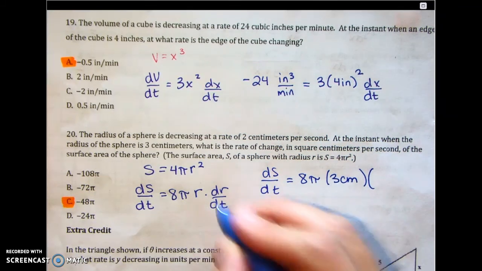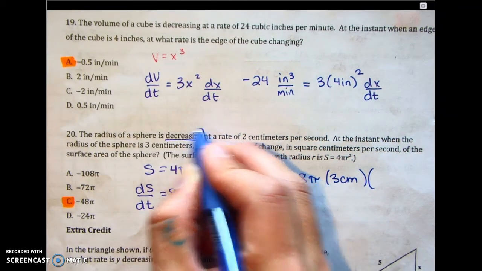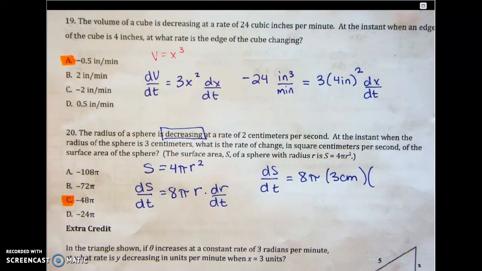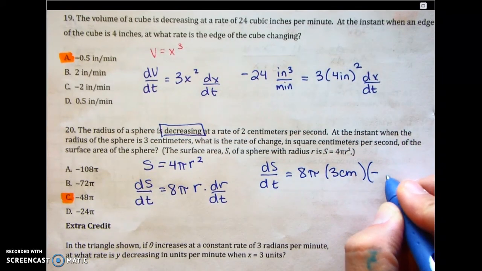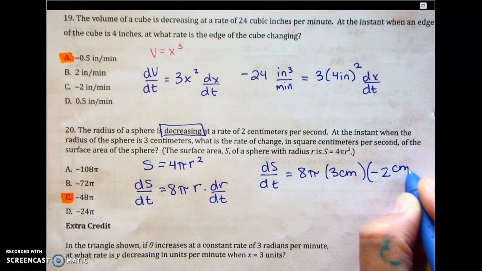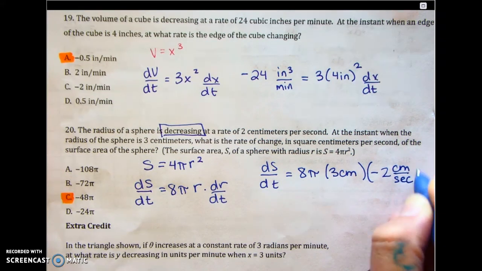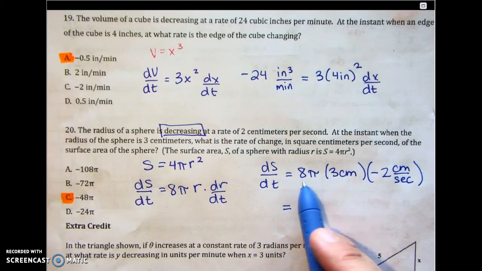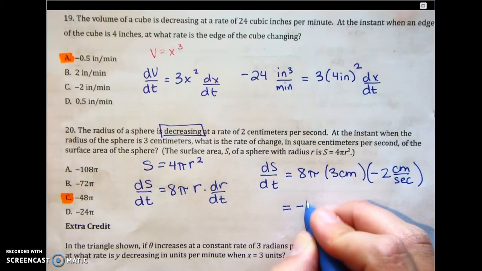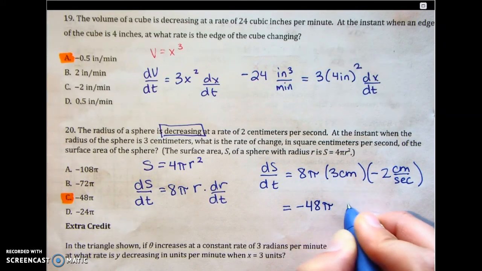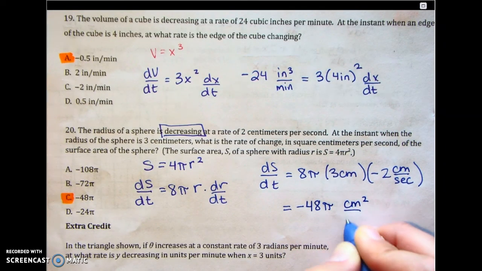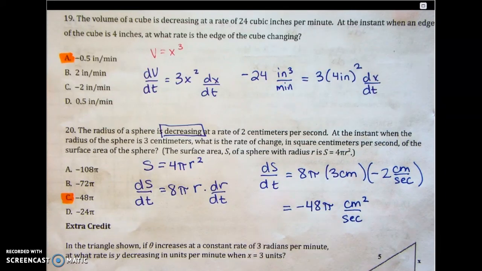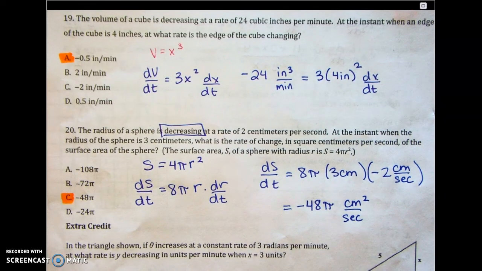and dr/dt. Now, what do you do when you see the word decreasing? We need to have a minus sign. So minus 2 centimeters per second. And we get 8 times 3 times -2 is -48 pi centimeters squared per second. That is the rate that the surface area is decreasing.